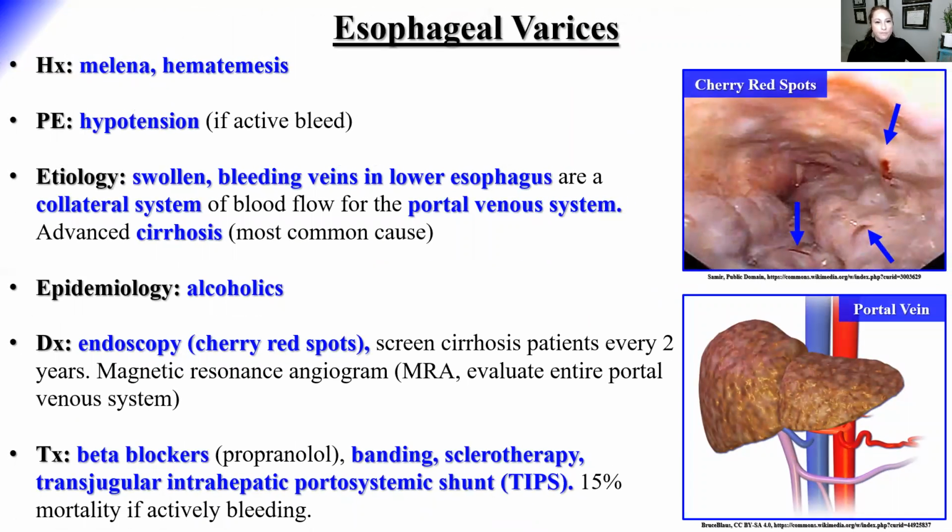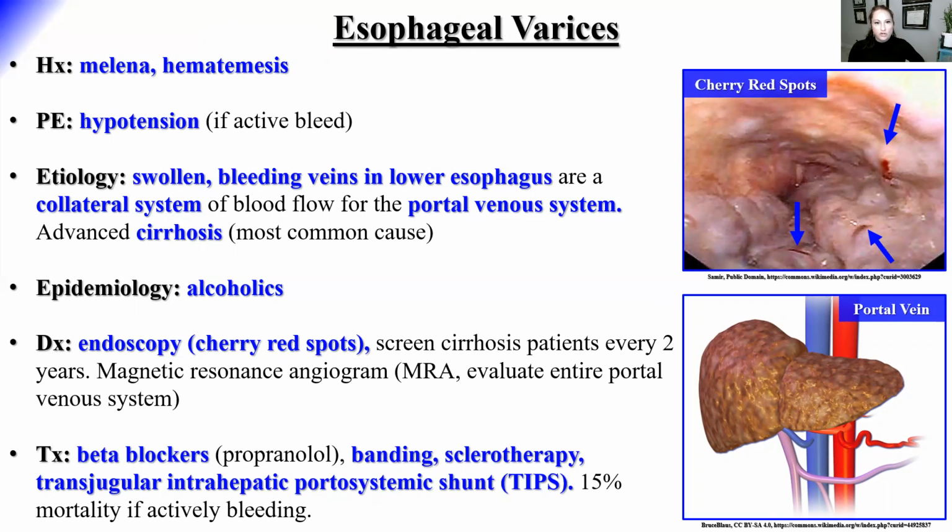Esophageal varices. This is something that can cause death in patients, especially alcoholics. In esophageal varices, the patient develops these swollen varicose veins in the lower esophagus. They bleed commonly. They are a collateral system of blood flow from the portal venous system. So if somebody has cirrhosis and the blood can't get into the liver, the body develops this secondary collateral blood flow, and that goes up into the esophagus. This is going to be associated with advanced cirrhosis. That's the most common cause of esophageal varices, and that's why it's associated with alcoholics, because alcoholics get cirrhosis.